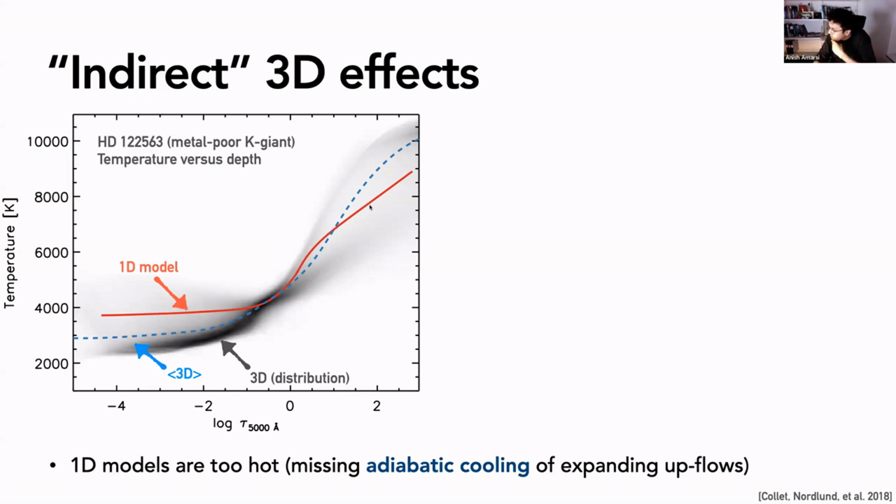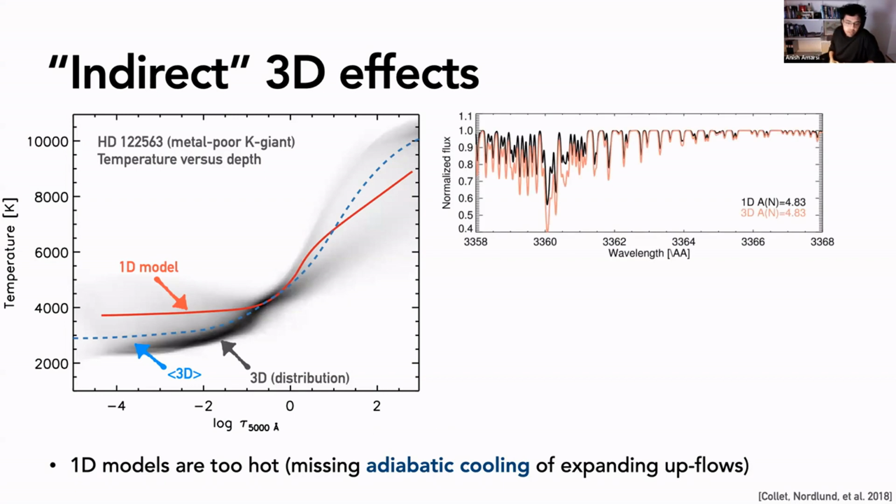So the orange is the 1D model calculated with the same stellar parameters, and then the black distribution that you see in the background is the 3D model. And this dashed line here is what you get if you take the 3D model and average it temporally and horizontally. And you see there is a temperature difference, right? The 1D model is too hot in the line forming regions, and this can be interpreted as missing the adiabatic cooling of the expanding granules in this region.